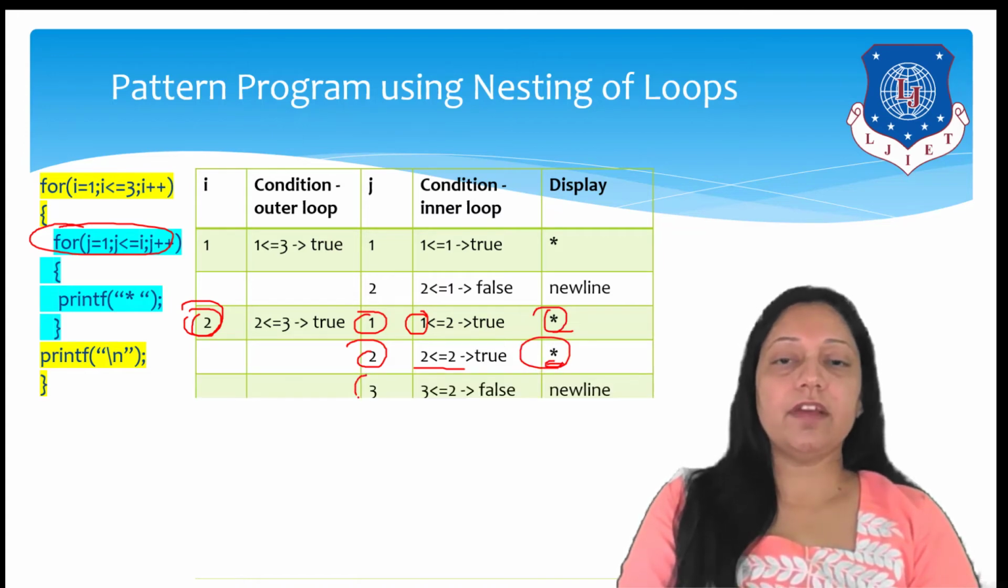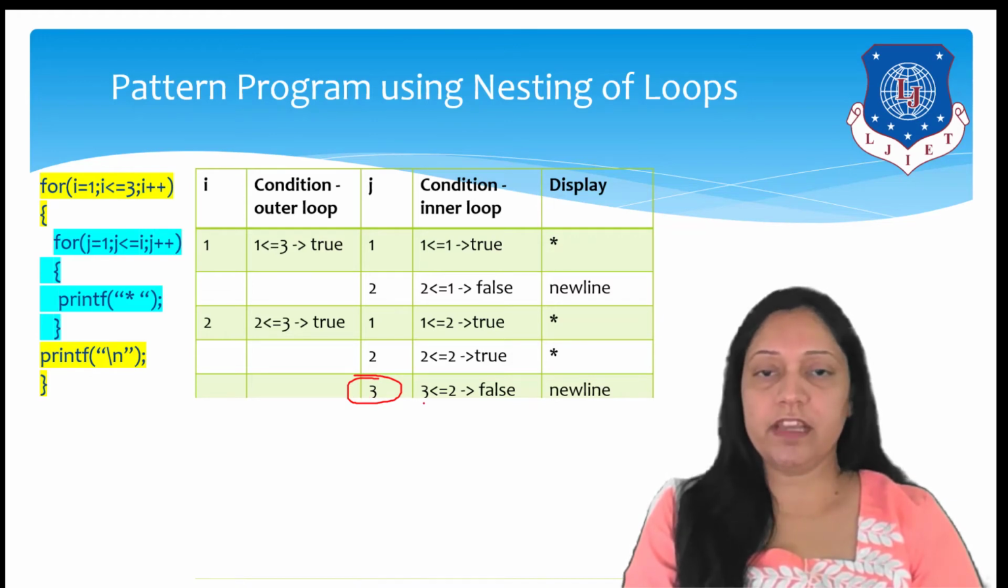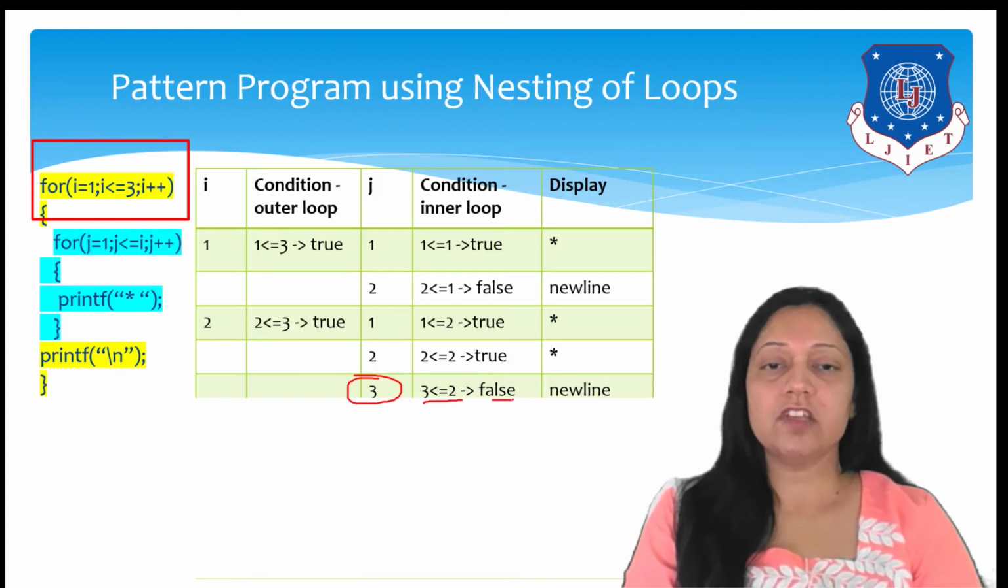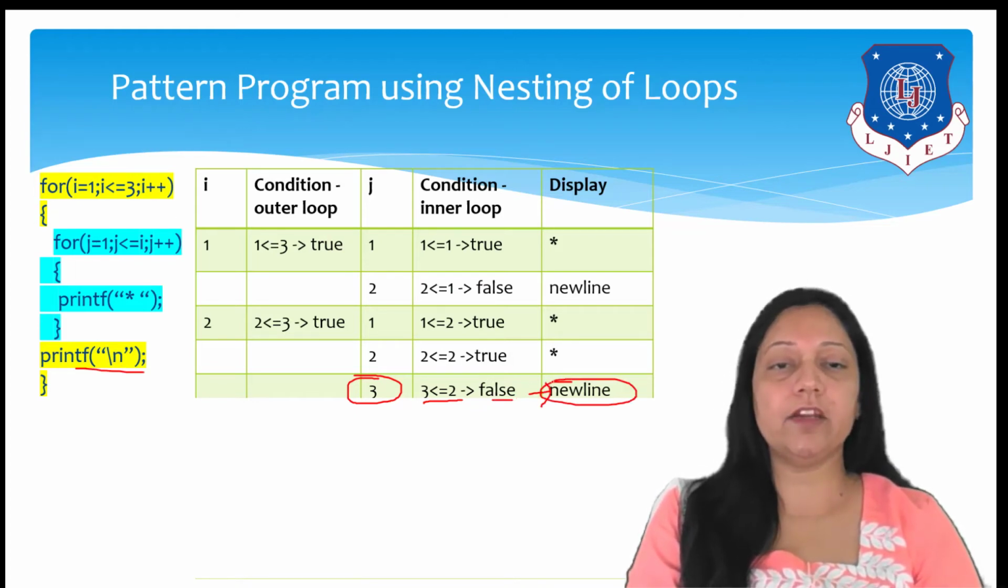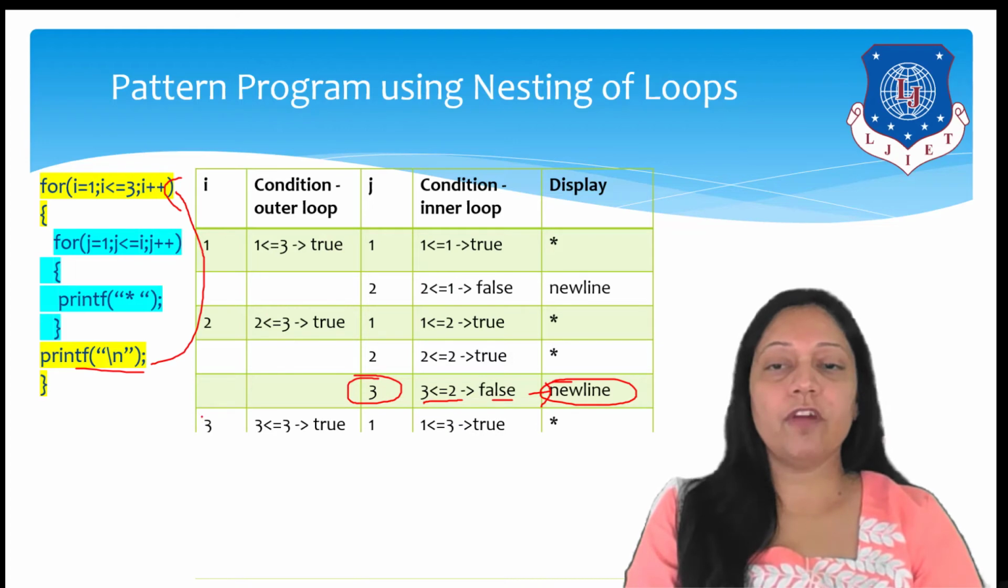Again, if we increment the value of j, it becomes 3. Now when the value of j is incremented, j becomes equal to 3. The condition is 3 less than or equal to 2, which is false. So in that case, printf("\n") would be executed and a new line would be added onto the screen. After this, the compiler again goes to the outer loop and updates the value of i. So i now becomes 3.